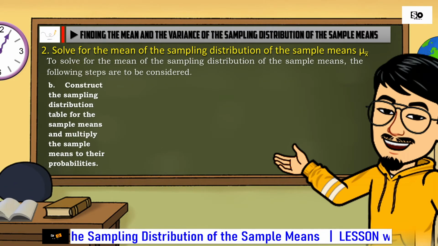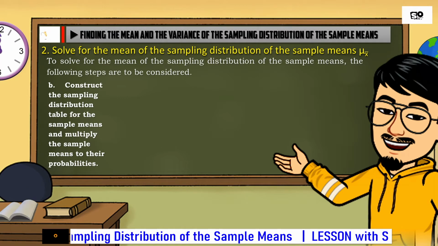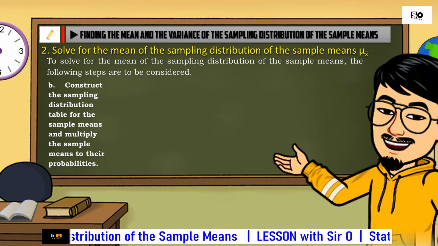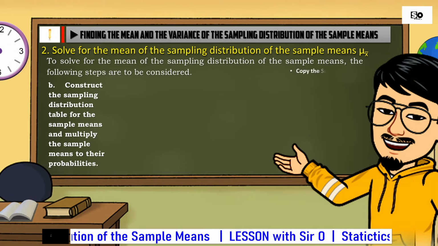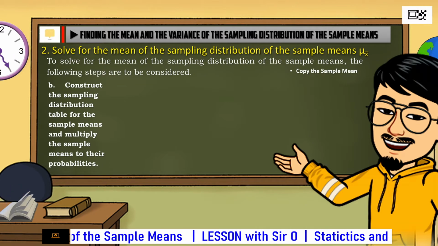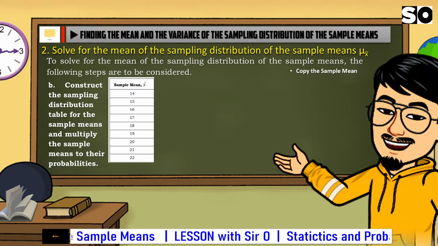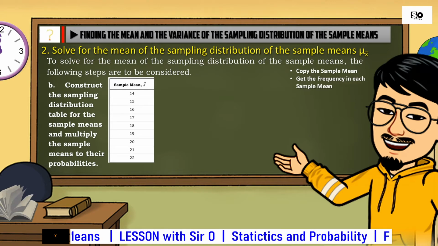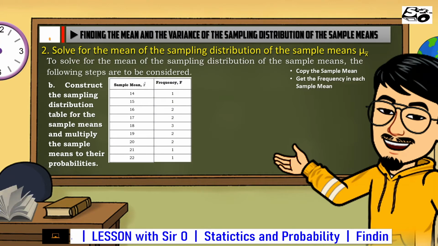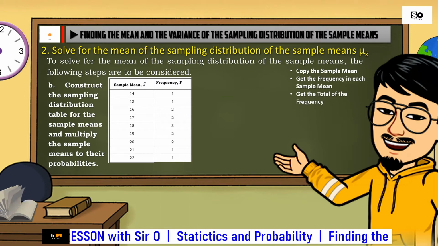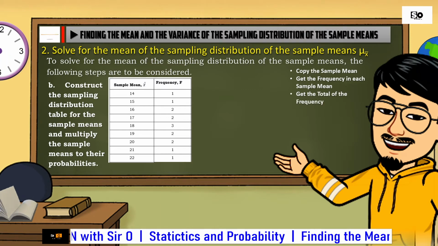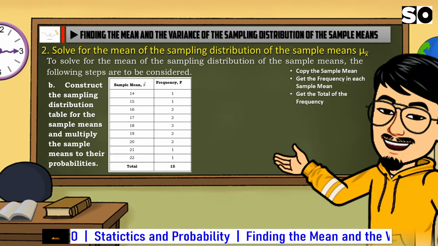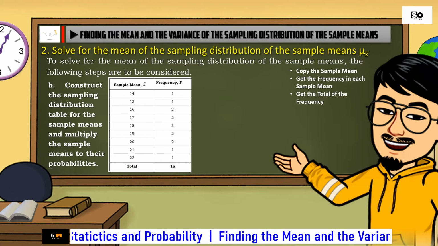Letter B. Construct the sampling distribution table for the sample means and multiply the sample means to their probabilities. Step 1. Copy the sample mean. Step 2. Get the frequency of each sample mean. Step 3. Get the total of the frequency. In this example, we have 15 total frequency.